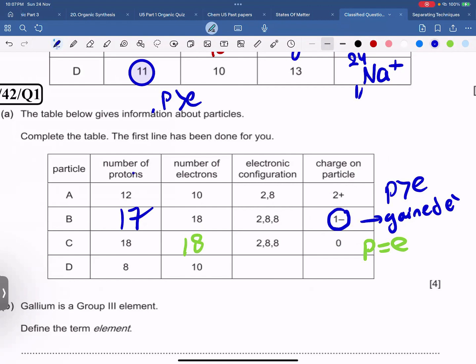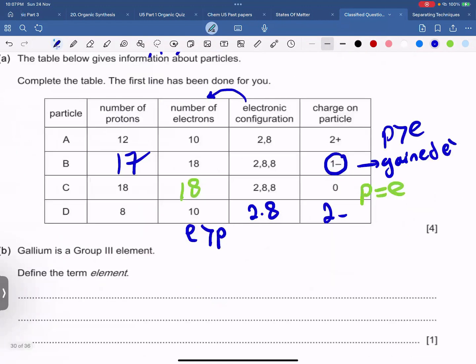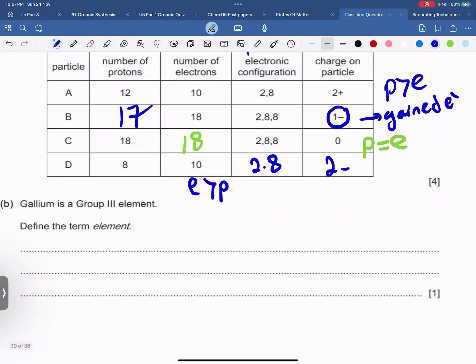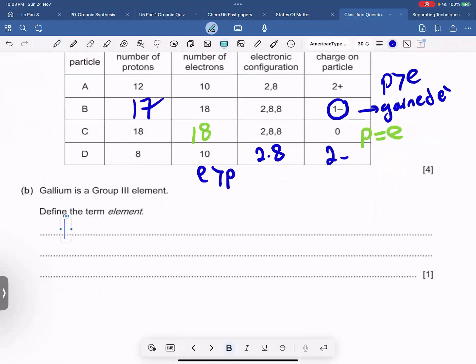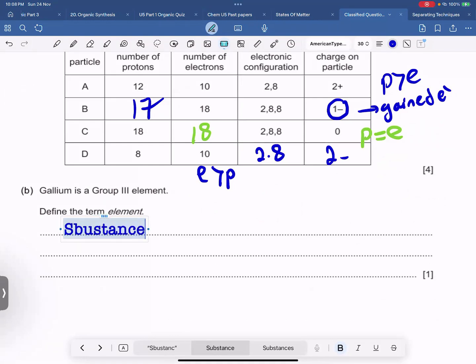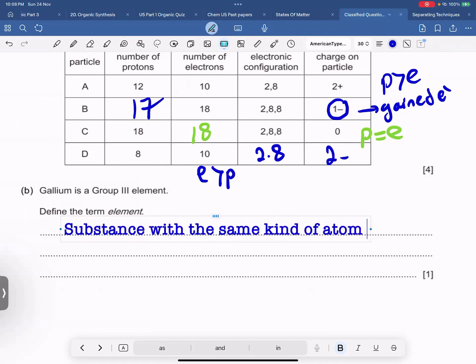Particle D, number of protons 8, number of electrons 10, electronic configuration, so it's going to be 2, 8. Now electrons more than protons by 2, so the charge will be negative 2. Negative ion. Then define element: substance with the same kind of atom.